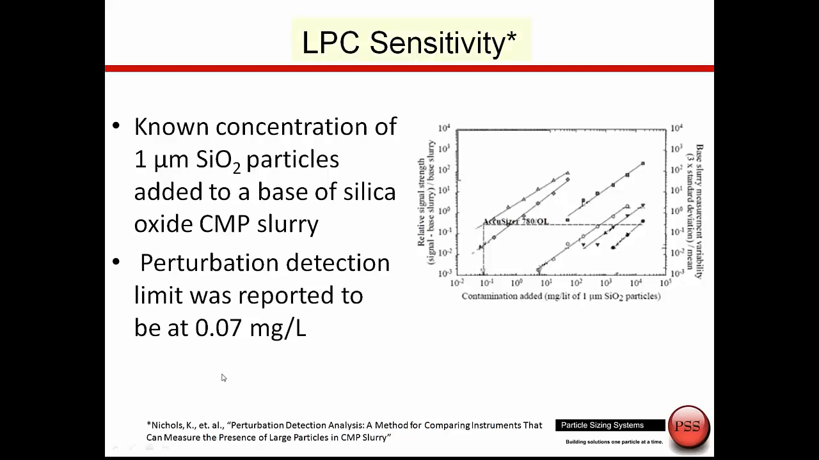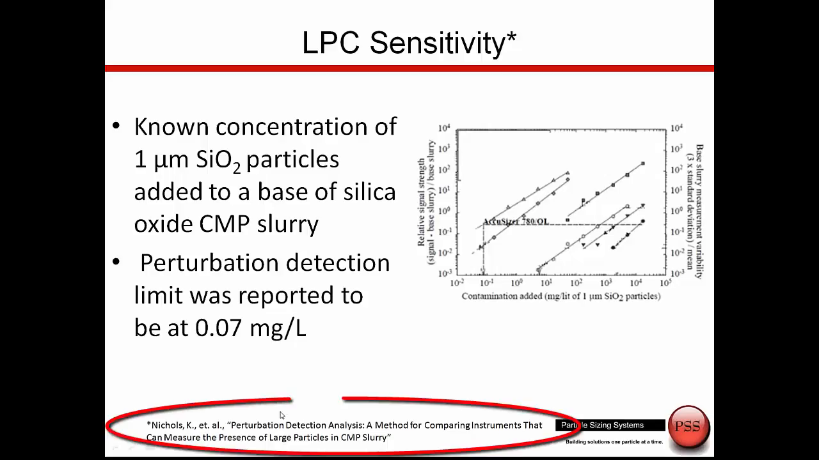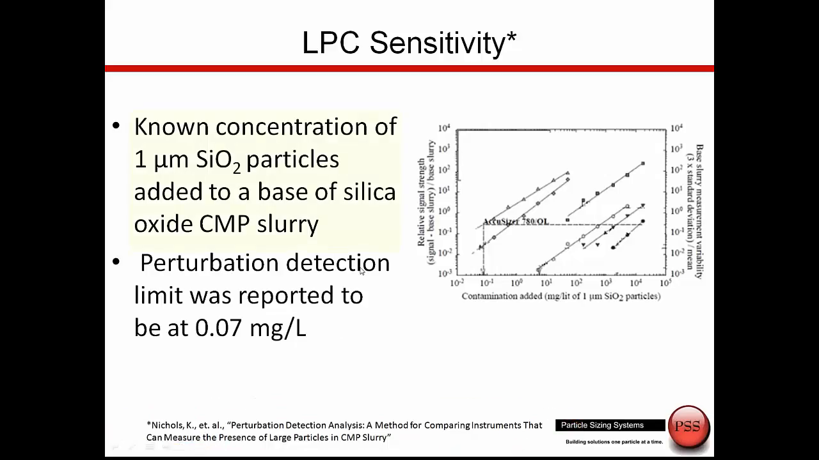Now, optical particle sizing has proven to be the most sensitive technique for finding these tails, these few large particles. And this is an older study made by some people. I give the reference down here. What they were doing, it was a silica oxide CMP slurry, and then they were spiking the CMP slurry with 1 micron silicon dioxide particles. And what you see on this graph is, on the x-axis, the amount added of the spike material, and this is the relative signal.